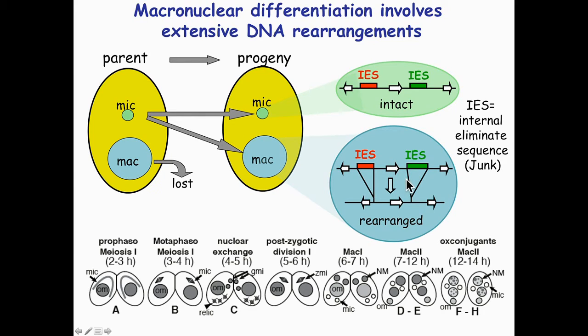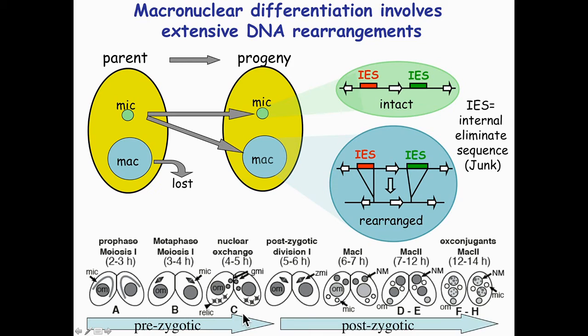From an experimental standpoint, what I really like about the process is that it is inducible. We can mix populations of cells and take them through development synchronously, and it all takes place in less than a day. We can go from the prezygotic stages, which are meiosis and genetic exchange, to the postzygotic stages where this DNA elimination occurs in the differentiation of the new macronucleus. Mostly what I'm going to be telling you about are things that are happening in this nuclear differentiation process.